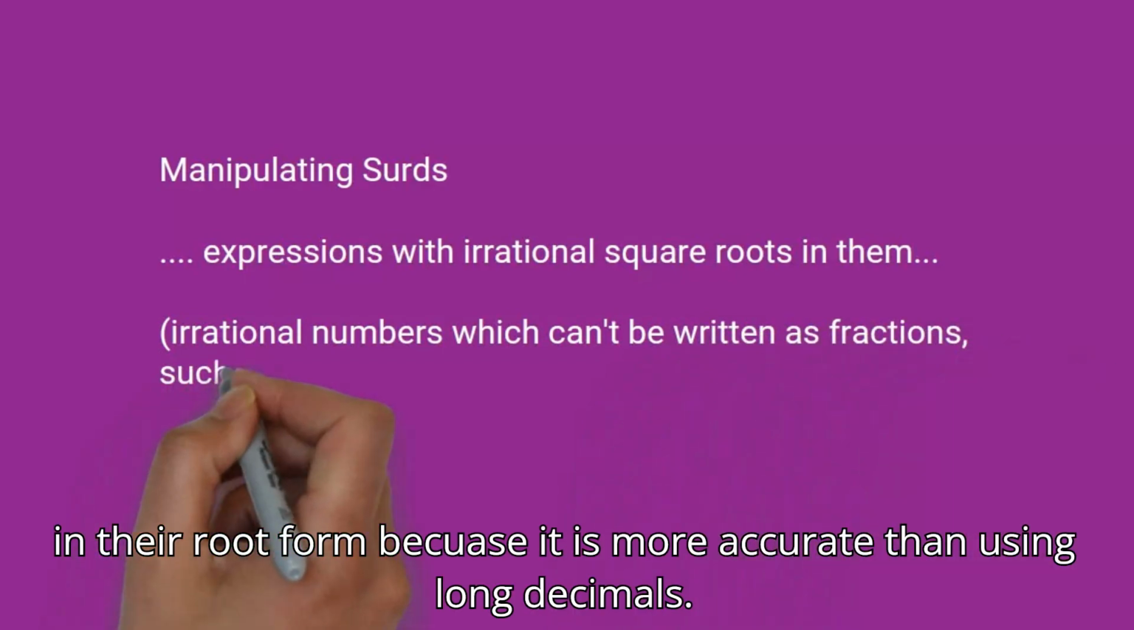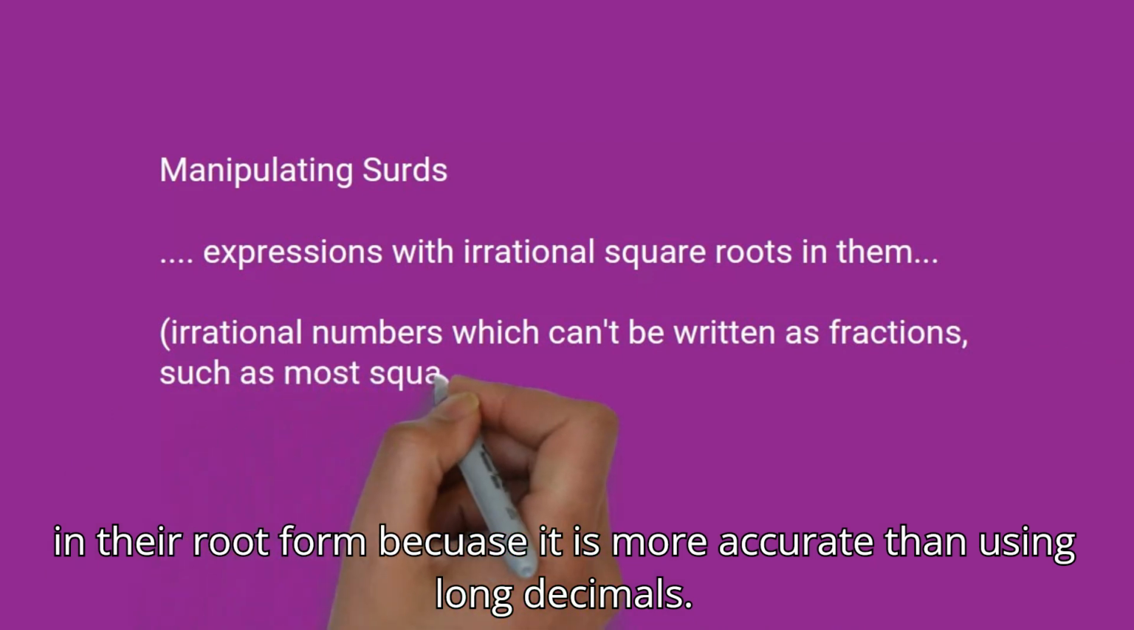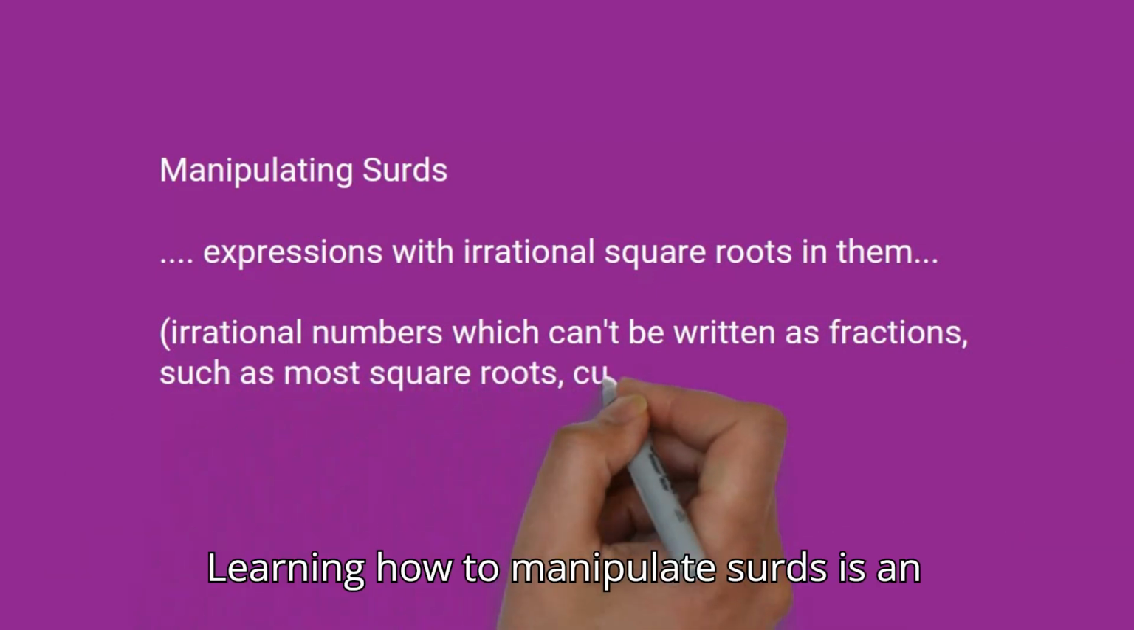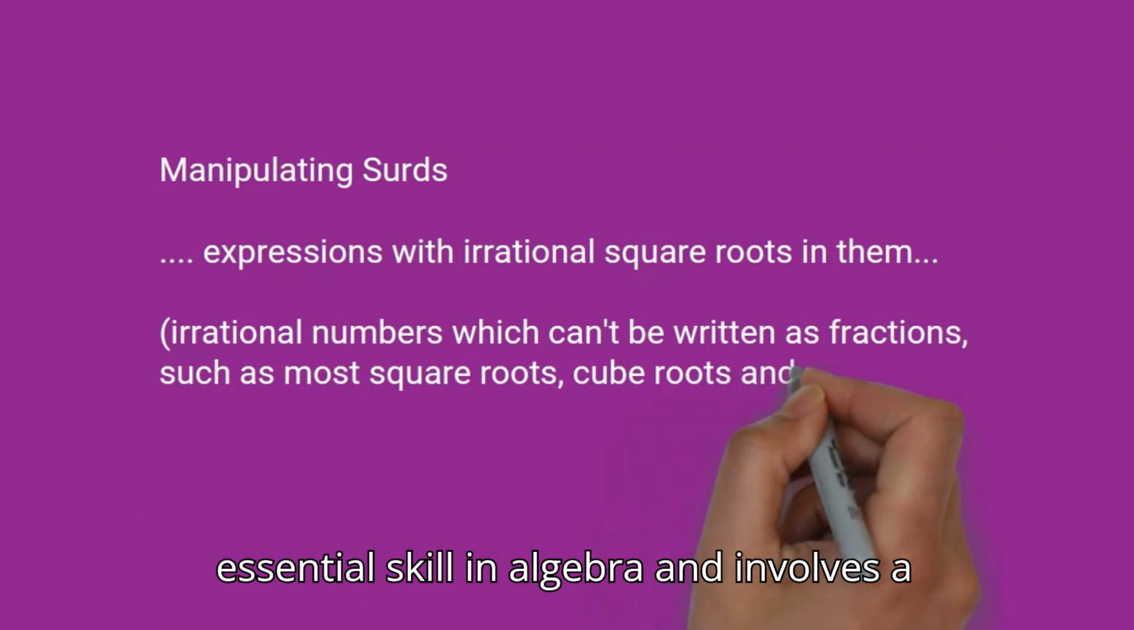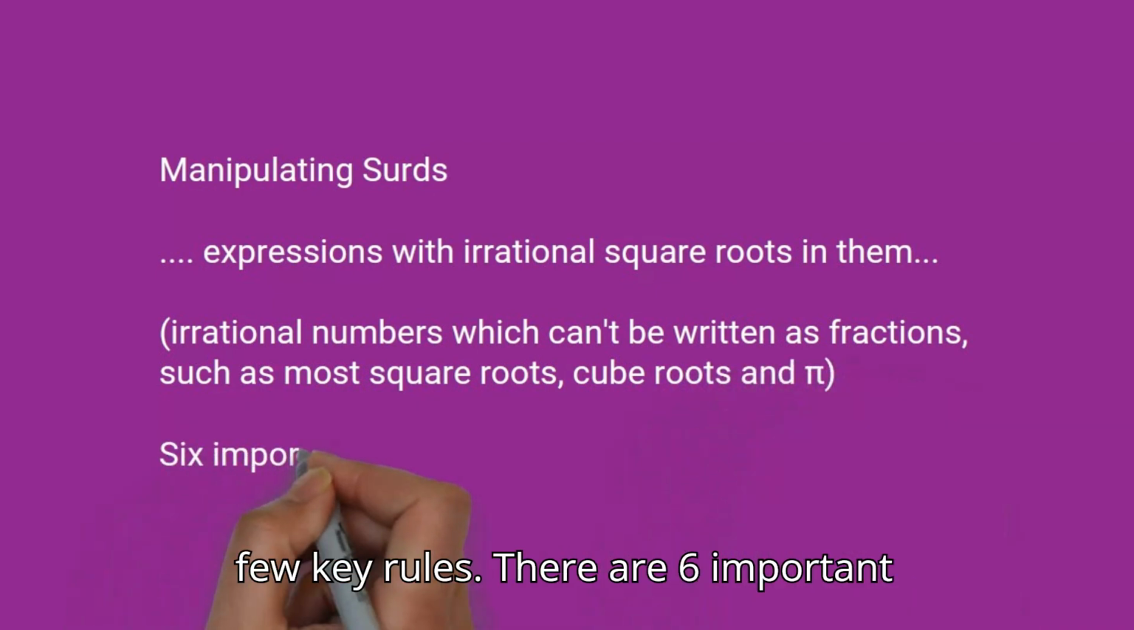Surds are left in their root form because it is more accurate and cleaner than using long decimals. Learning how to manipulate surds is an essential skill in algebra and involves a few key rules. There are 6 important rules to understand when working with surds.